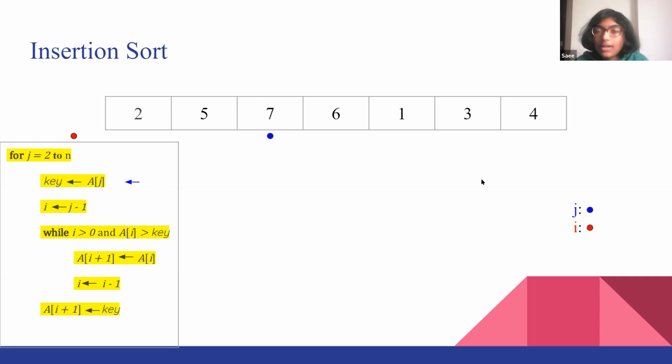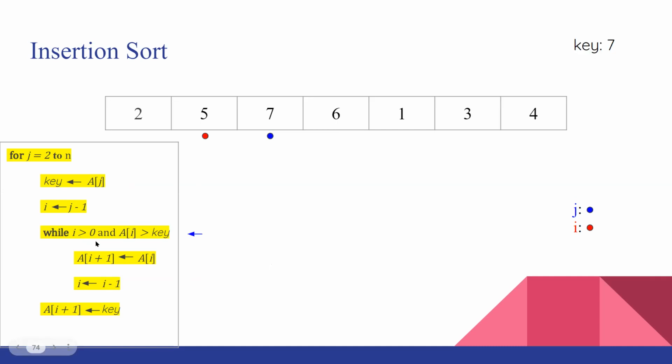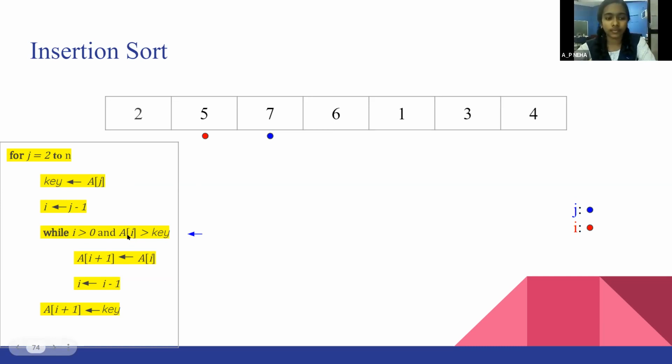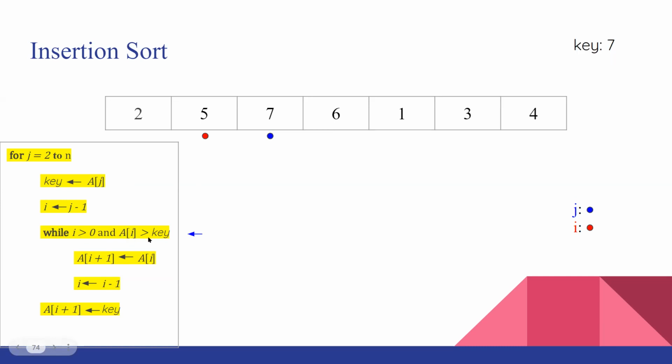Awesome. So what I'm saying does make sense. That is a relief. And what will be the value of I? Tricky question. 2. Awesome. Good. Now, is I greater than 0? Yes, it is. What is AI? 5. Is 5 greater than the key? No. So we will not go into this while loop. Bye while loop and we'll just go down here.